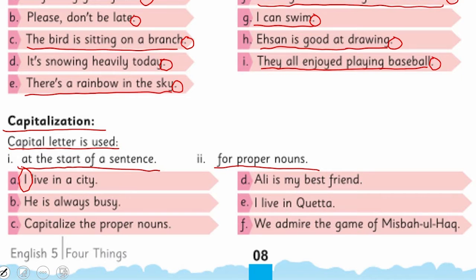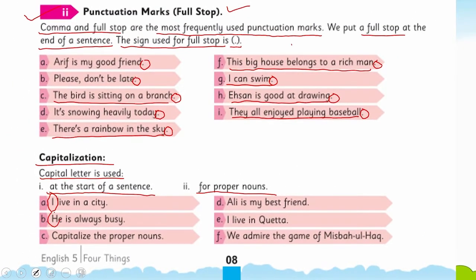The second one is: he is always busy. Here H is at the start of the sentence. That is why the H of he is capital. Capitalize the proper nouns. The C of capitalize is capital because the sentence started with the word capitalize. In the fourth sentence, A of Ali is capital. I is capital in the sentence I live in Quetta. But here Q of Quetta is also capital because it is a proper noun.